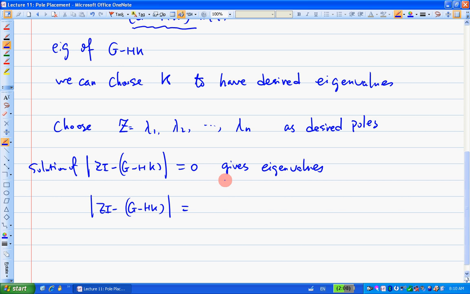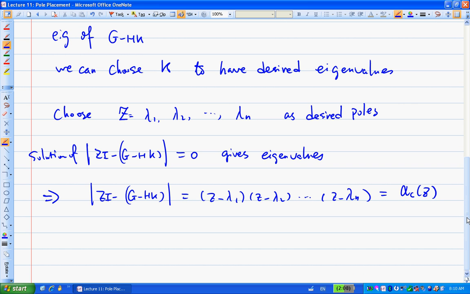So basically, we want this one to have the same poles here, which means we want this guy to be the same as this. So that's basically what pole placement means here. Very good. So let's say we call this a polynomial, a function of z, so we can give a name here.